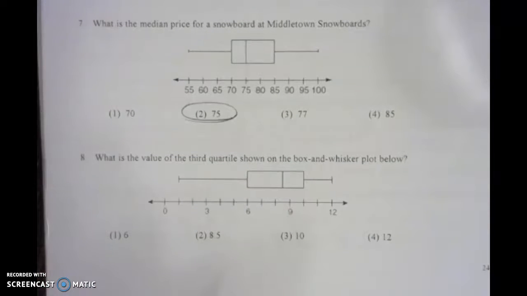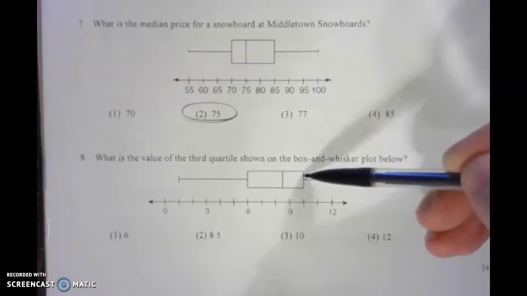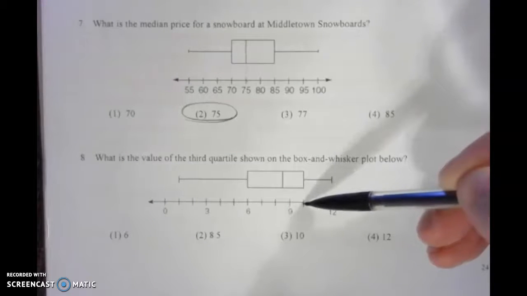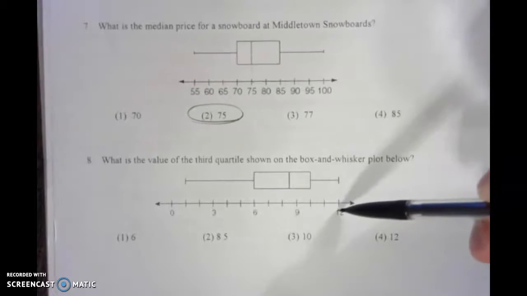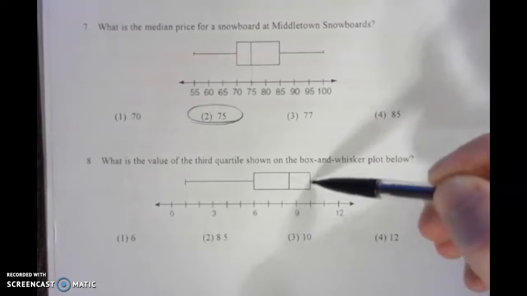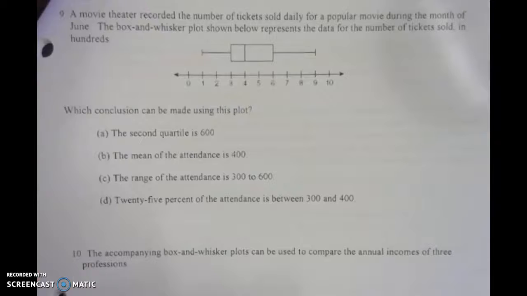Question 8 asks, what is the value of the third quartile shown in the box and whisker plot below? The third quartile is the right edge of your box, which we see right here. So we drop it down. It's this line right here. That's 9, something, something, 12. Well, it looks like they're counting by 1, so that's 9.10 is going to be the value of Q3.